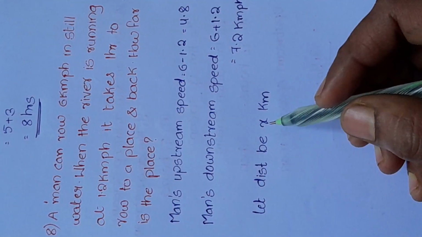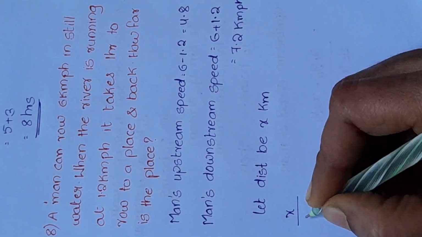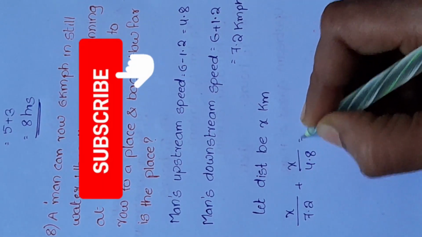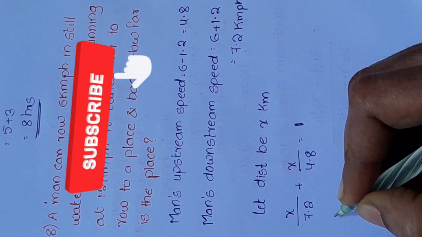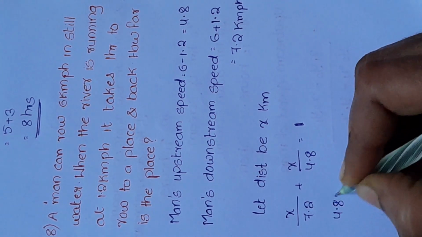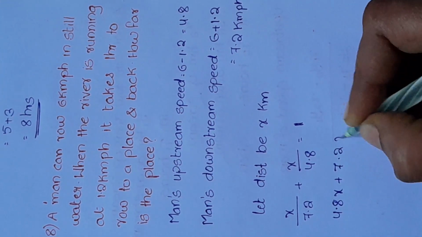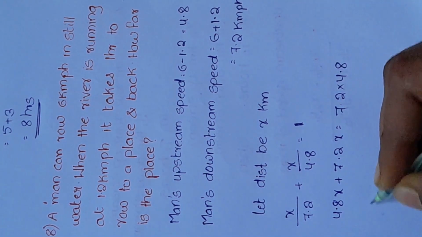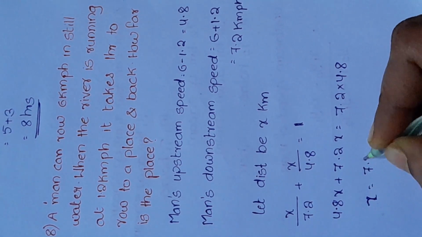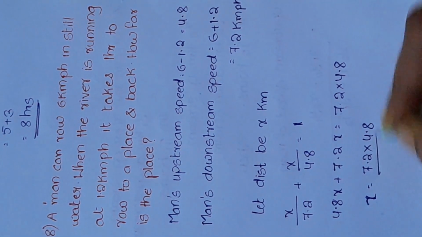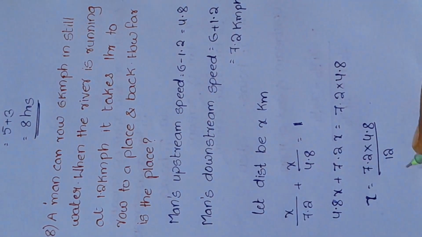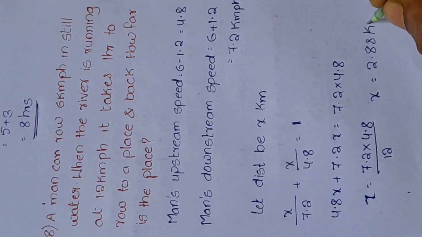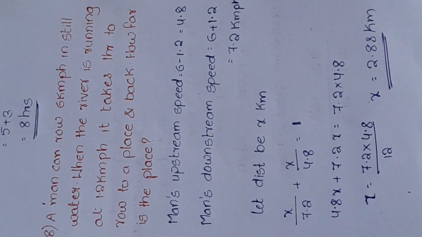Let the distance be x kilometers. Now x by 7.2, that is distance by speed, plus x by 4.8 is equal to the total time taken, which is 1 hour. So 4.8x plus 7.2x is equal to 7.2 into 4.8. This can be written as x is equal to 7.2 into 4.8 by 12. From this we get x value is equal to 2.88 kilometers. That is the total distance.